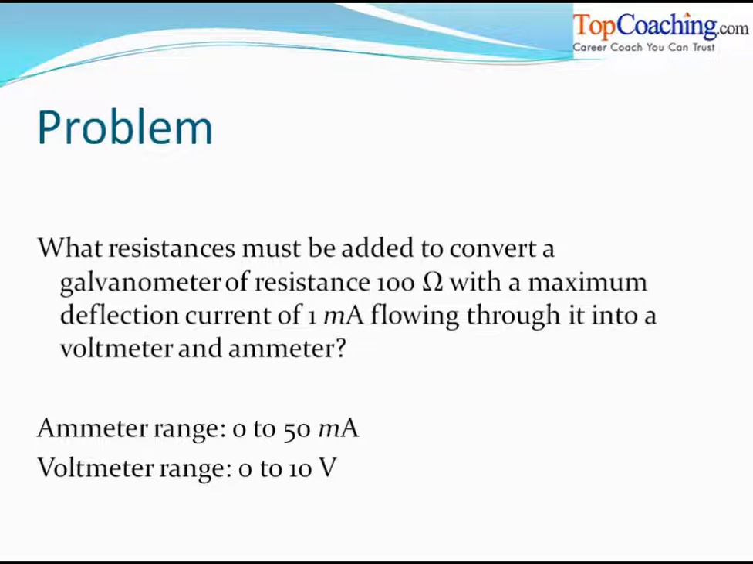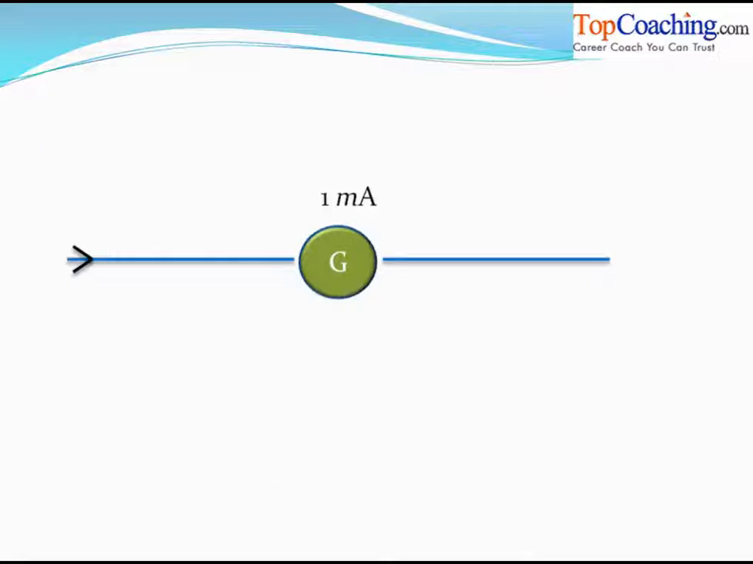The question definitely seems complicated. Of course, it isn't really complicated once we draw the diagram and see what's happening. So let's draw the diagram. We are basically given a galvanometer which allows a maximum current of 1 milliampere to pass through it. So if there's a current greater than 1 milliampere, the galvanometer will go wrong. The current passing through the galvanometer has to be 1 milliampere or less.